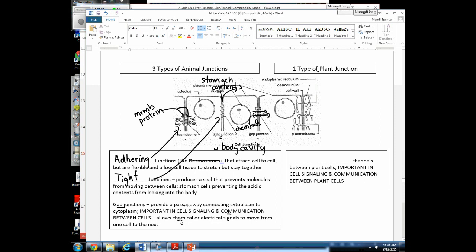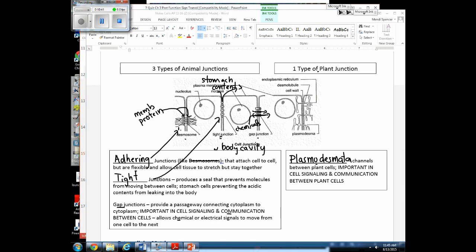Because if it wasn't for these gap junctions, then chemicals and electrical signals wouldn't be able to move from one cell to the next. Now, for plants, I need you to remember that what we call gap junctions in animal cells are called plasmodesmata in plant cells. And this is a term to make sure you remember. I see it come up in questions quite often. So plasmodesmata in plant cells is like what gap junctions are to animal cells. They allow for the movement of substances between cells, and that's important in cell signaling and communication between cells.